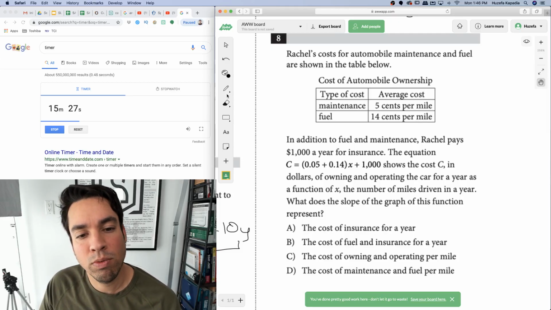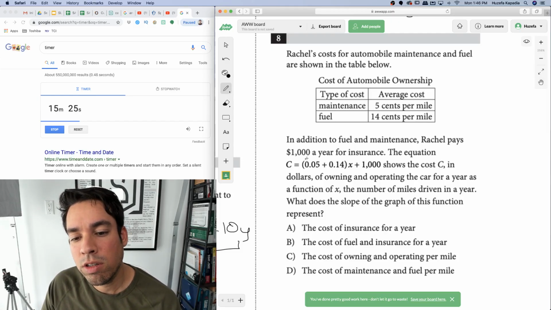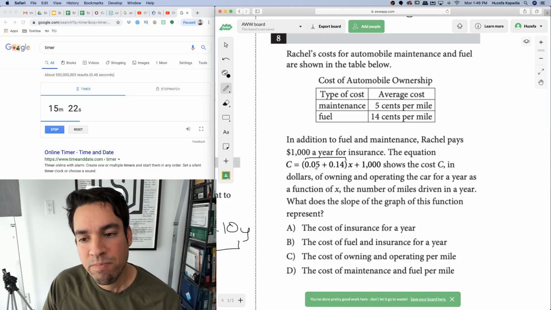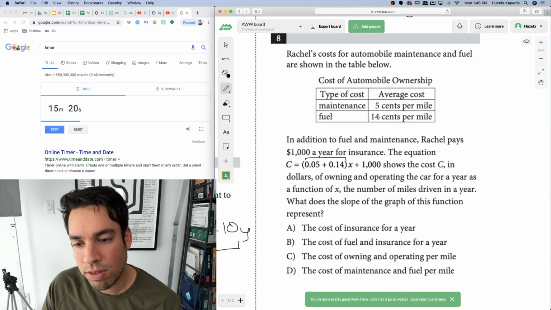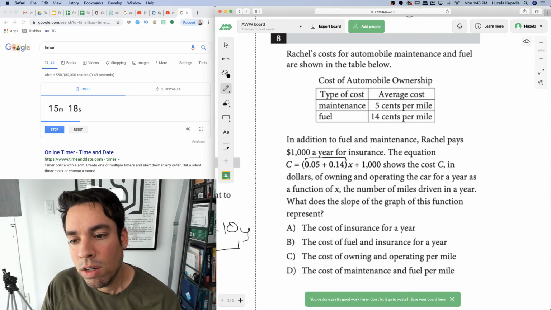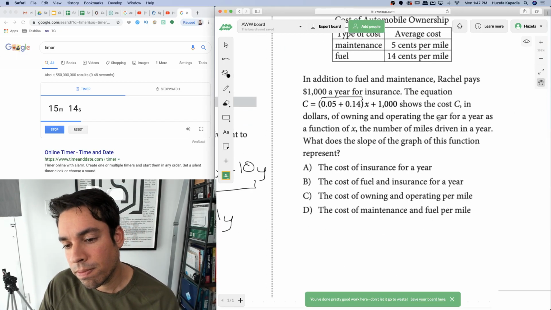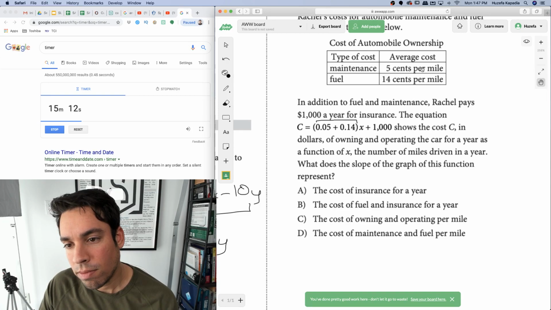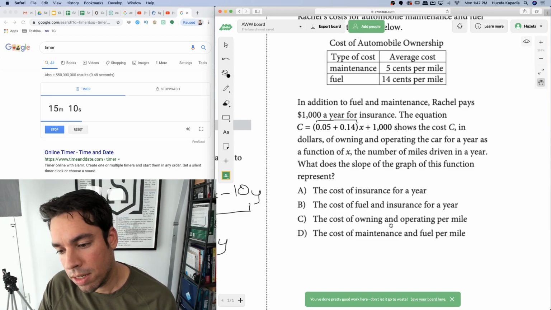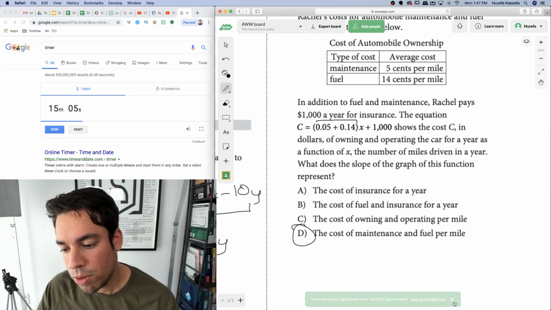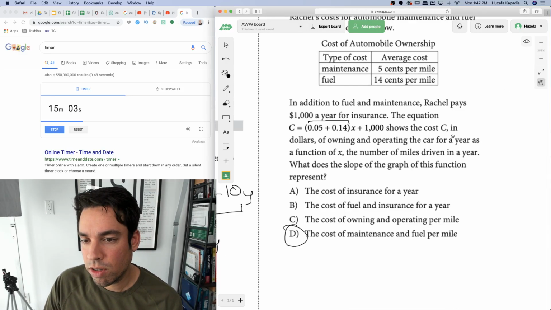What does the slope represent? Here's the slope. The slope is this thing multiplying the x, and it's clearly the maintenance, 5 cents per mile, and the fuel, because that's the per mile. So it's the cost per mile. That's it. Cost of maintenance and fuel per mile. Here we go. Boom. And slope is usually going to be a rate of something. So there's cost per mile.